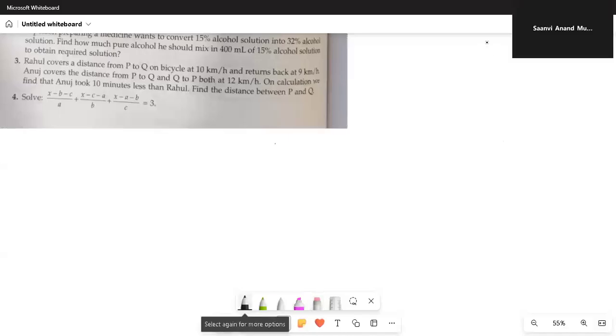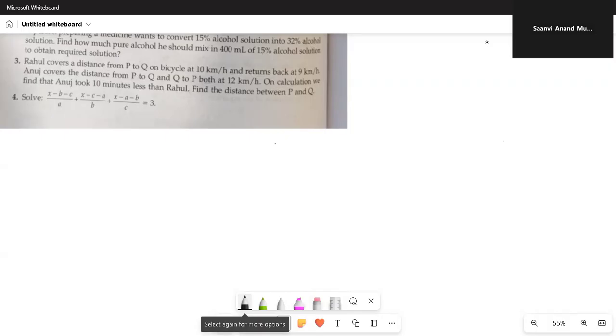So we have Rahul covers a distance from P to Q on bicycle at 10 km per hour and returns back at 9 km per hour. Anuj covers the distance from P to Q and Q to P both at 12 km per hour. On calculating, we find that Anuj took 10 minutes less than Rahul.